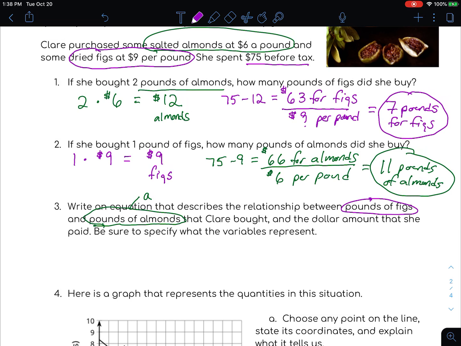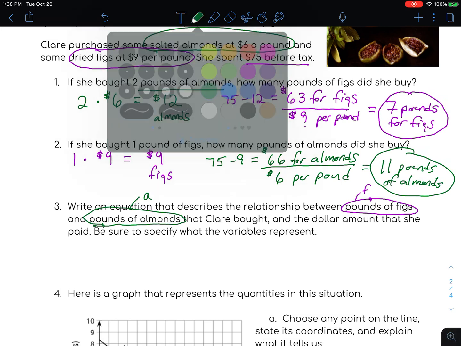That's the other thing that's changing here. That's our other variable, let's call that F. All right, and then the dollar amount that she paid, we know the dollar amount was $75 total. So now let's write the equation.